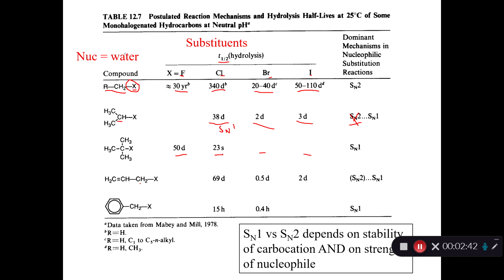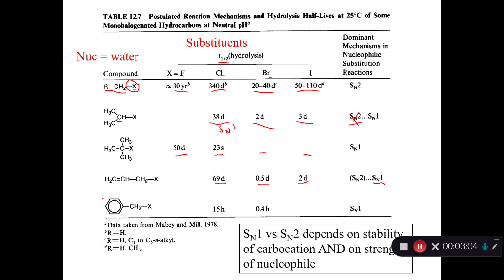Here's our allylic system. If you lose the leaving group here, you could form a carbocation right here, and it would be an allylic carbocation. So this is a very favorable system to go by SN1. And so if chloride is the leaving group, you've got a half-life of a couple of months. If bromide's the leaving group, only half a day. Iodide as a leaving group, 2 days, so pretty fast.